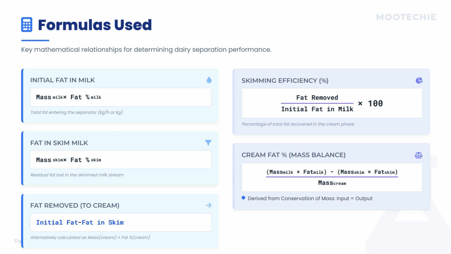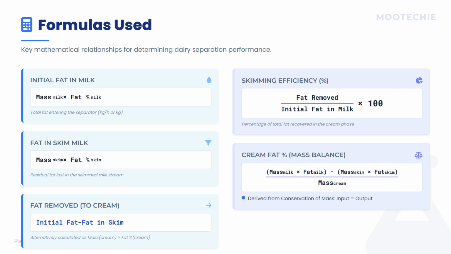Now for the star of the show, the skimming efficiency, expressed as a percentage. This is the fat removed divided by the initial fat in the milk, all multiplied by 100. It tells you exactly what percentage of the original fat you successfully captured in the cream.